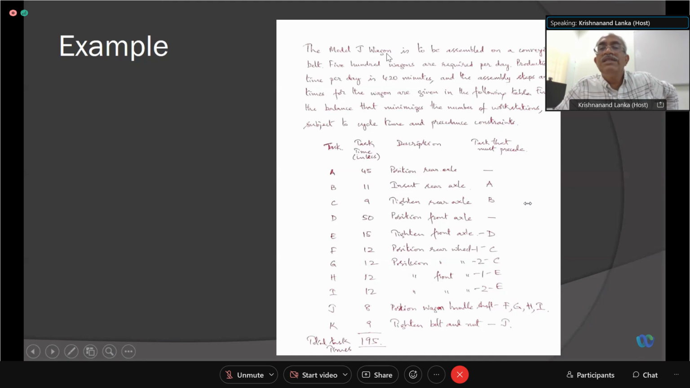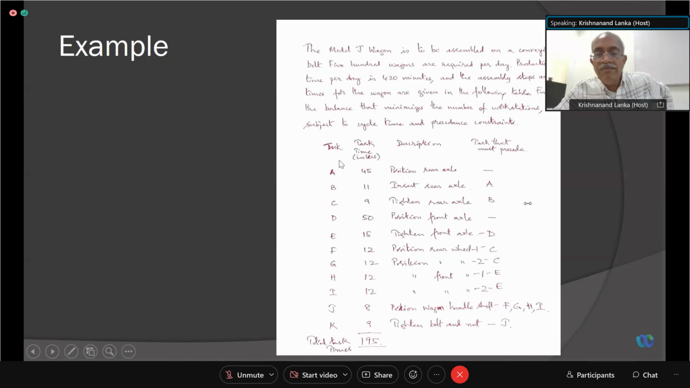problem. Model J wagon is to be assembled on a conveyor belt. 500 wagons are required per day. Production time per day is 420 minutes. That means he is taking 7 hours as the working time. And the assembly steps and times for the wagon are given in the following table. Find the balance that minimizes the number of workstations subject to cycle time and precedence constraints.